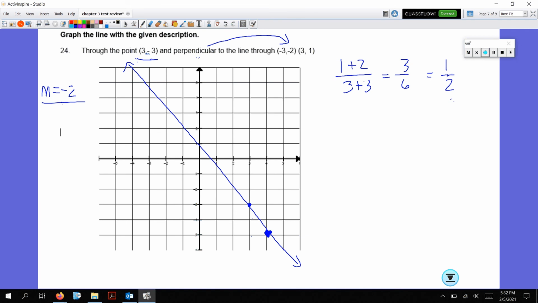Simply find the slope. So you want to find the slope. And if it's parallel, keep it the same. If it's perpendicular, flip it and change the sign. And then the point that you're going through is your starting point. So make a point there at 3, -3, and move in the direction of your perpendicular slope. And that's it.